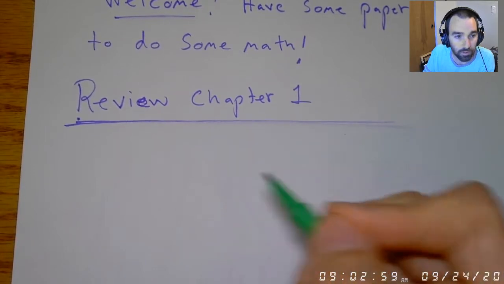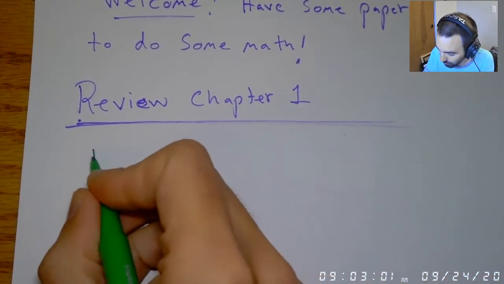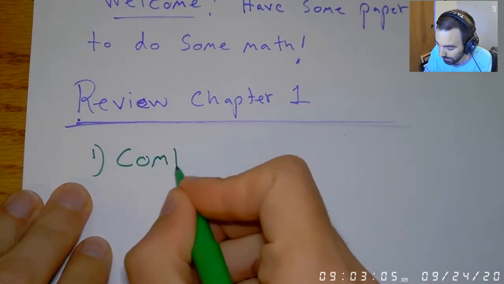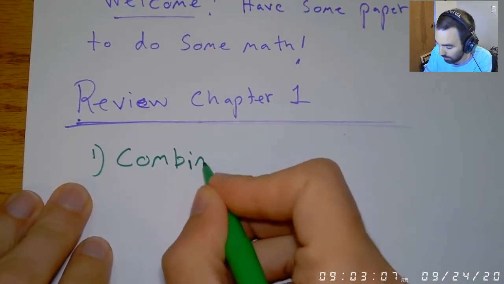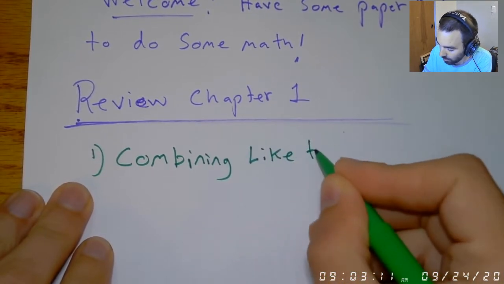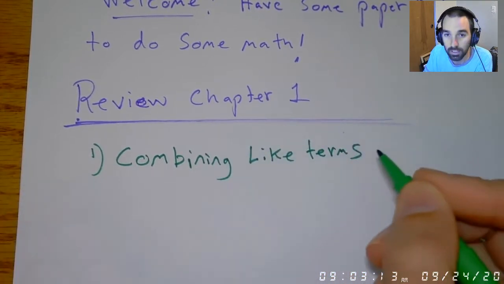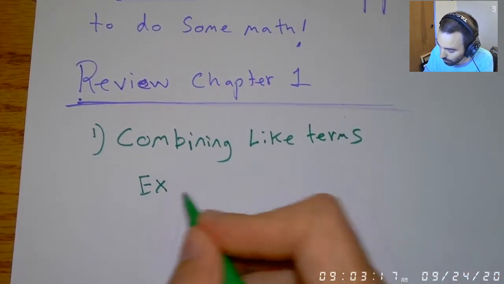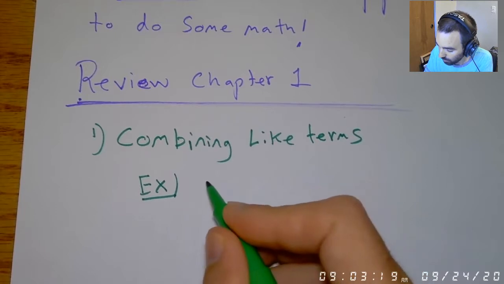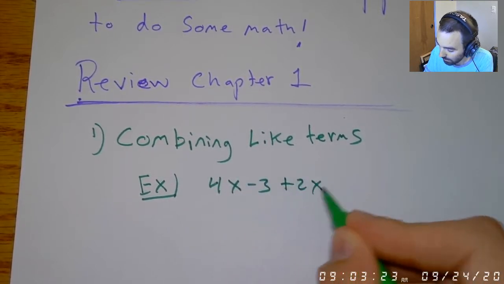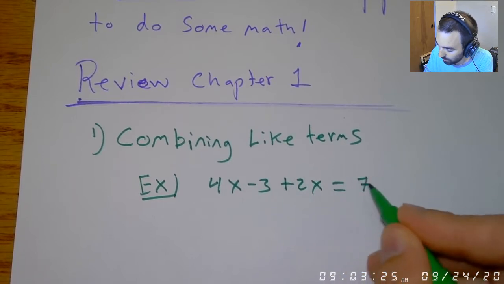So, review of Chapter 1, some things that we need to know. One thing that we did, we started out with combining like terms. I hope you guys are taking notes, and I hope you have something to practice problems. So combining like terms. What do we do for combining like terms? We might have something like 4x minus 3 plus 2x equals 7.